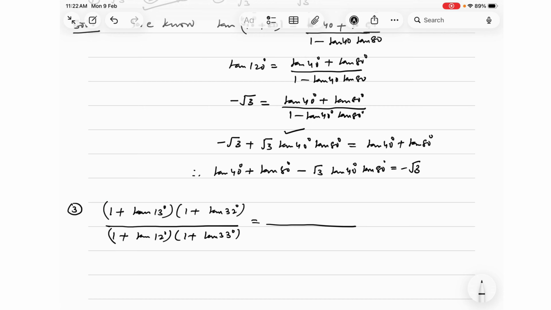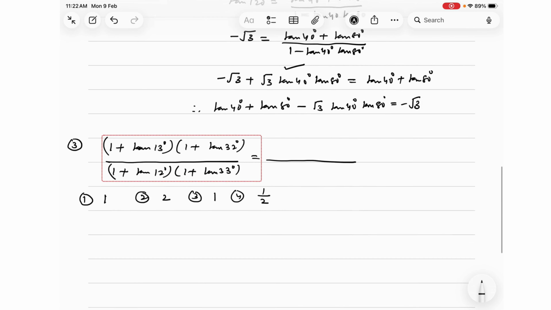Very good question. Now the options given are: first one, 1; second option, 2; third option, 1; fourth option, 1/2. First option is 1, second option 2, third option 1, fourth option half.